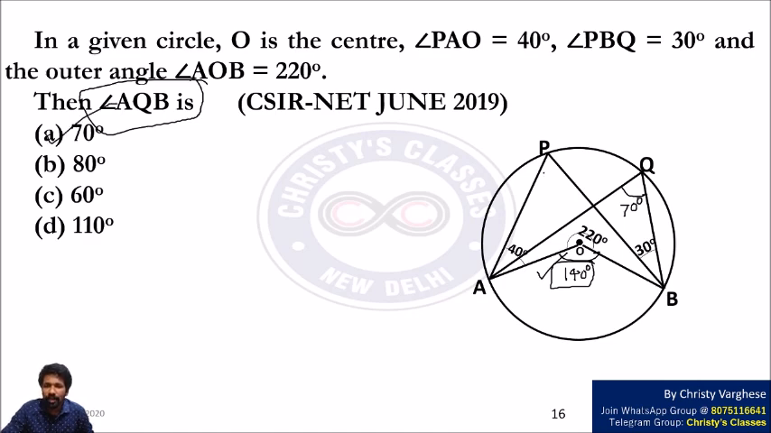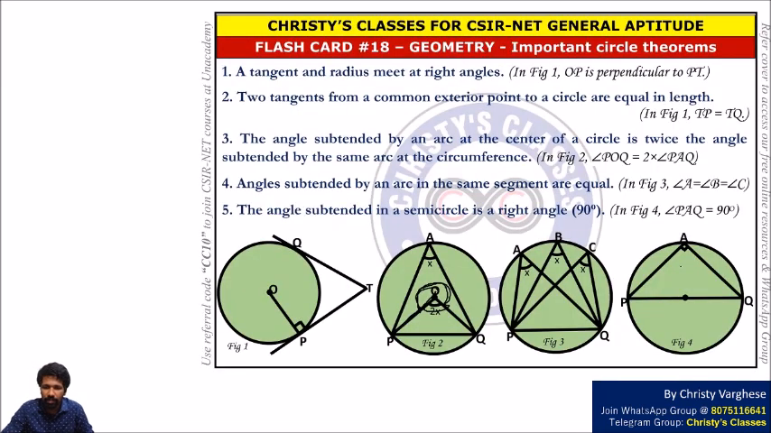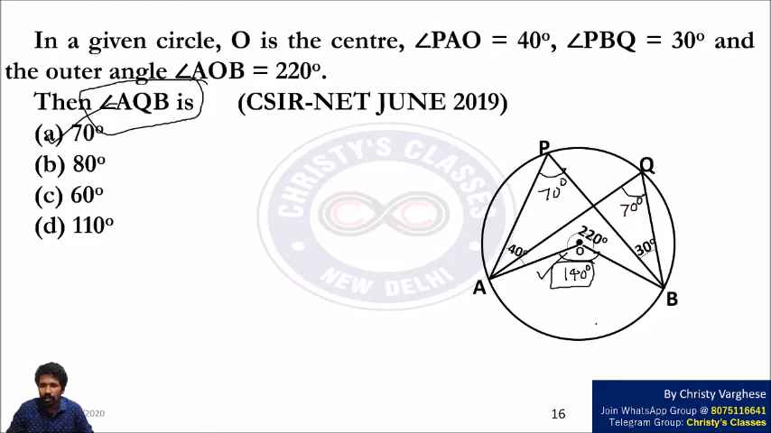As a matter of fact, angle P also will be 70 degrees because we learned the other property that angles subtended by an arc at the same segment are equal. All these angles are equal. From P and Q, if you are drawing angles in different directions, all of them will be equal if you are drawing to the circumference. That is why all these are going to be 70. If you draw like this, that will also be 70. All of them will be 70.